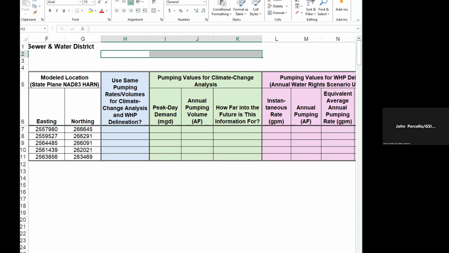And so I'd like to run those simulations using information that you think is realistic for the time frame you're most interested in, in terms of what the pumping would be. So that's what columns H through K are about. And so that's the information request.